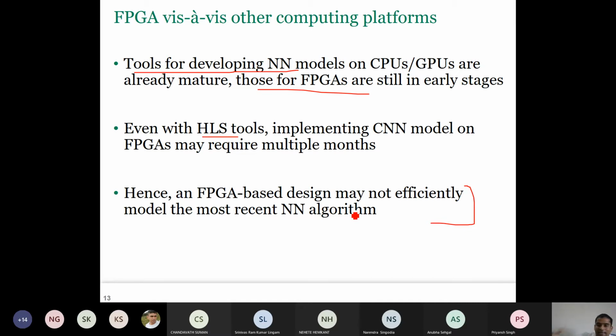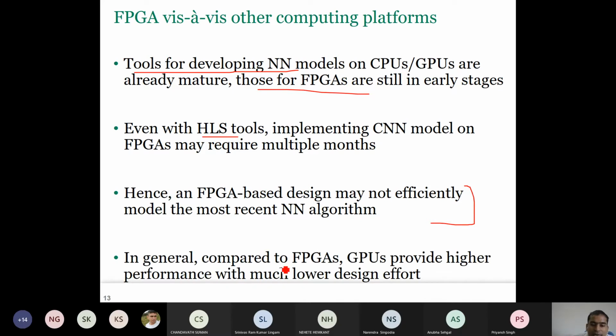Suppose the delay between GPU development and FPGA development is 5 months, that's just too much time in deep learning. Also, compared to FPGAs, GPUs provide higher performance with much lower design effort, because GPU is high-level programming. For example, in TensorFlow, we can do with just suppose 10 lines of code. In FPGA, if you want to use RTL, it may be so many lines of code, and so many months. A designer may have to spend one month. The GPU will also give you higher performance.